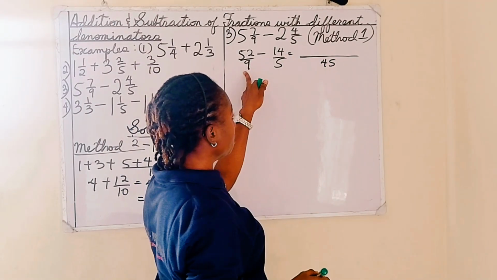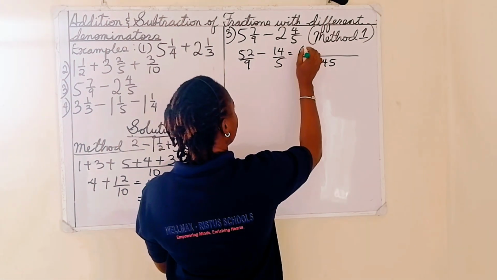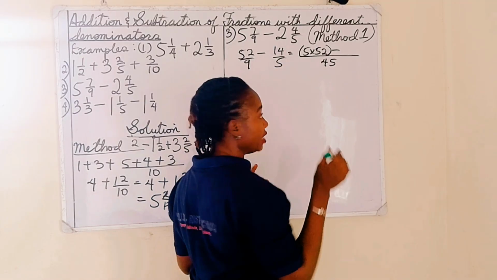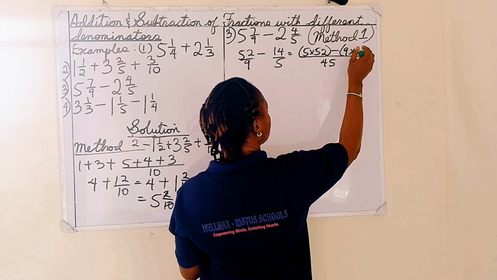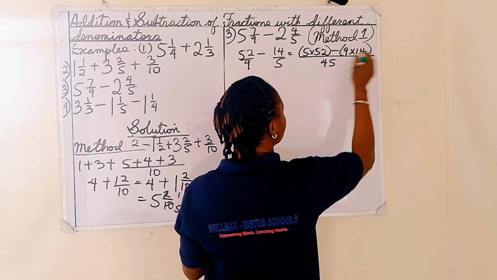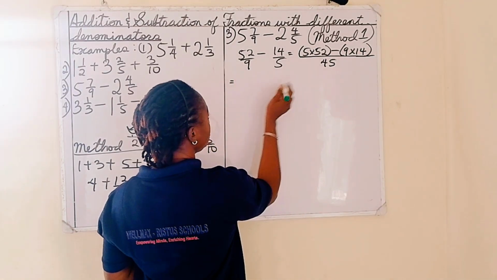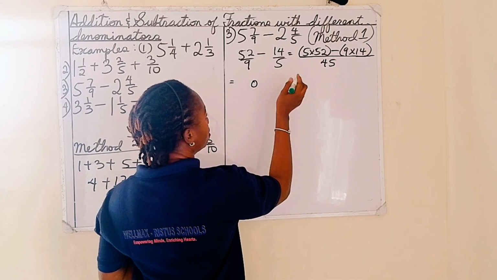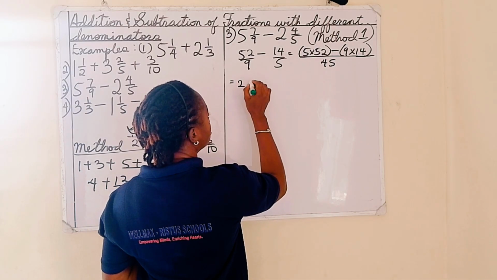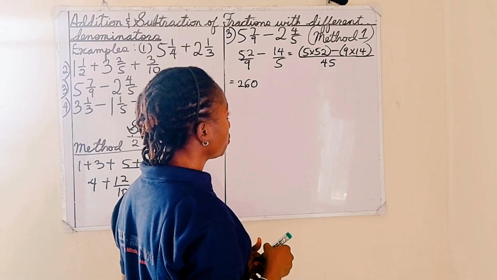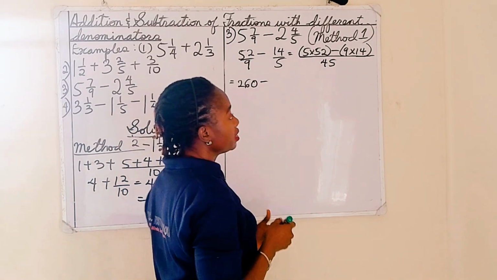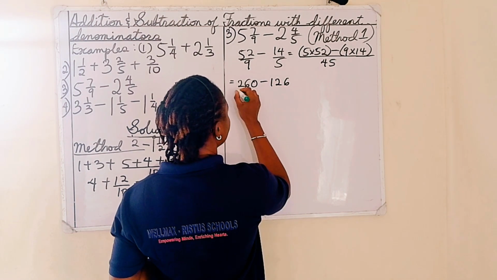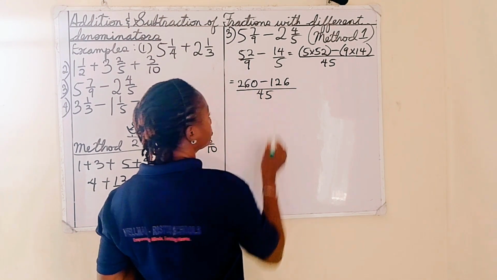Now, 45 divided by 9 will give us 5. Then 5 times 52, minus 45 divided by 5 is 9. 9 times 14. So we're going to multiply them together. 5 times 52, that gives us 260, right? Minus 9 times 14, 126 over 45.